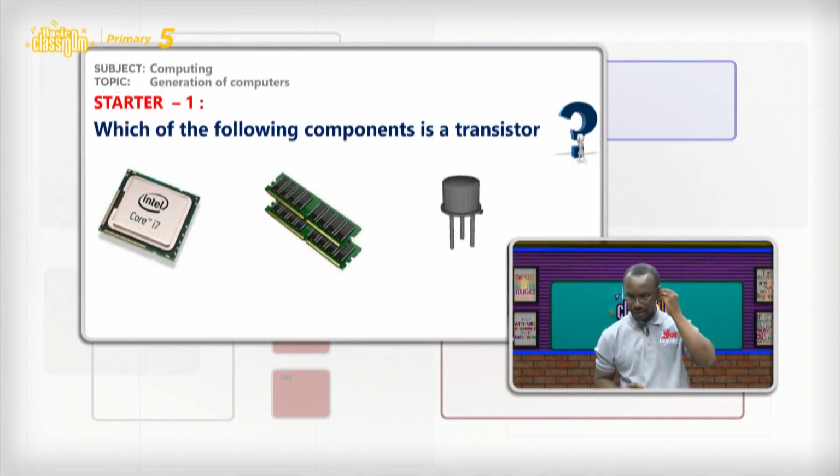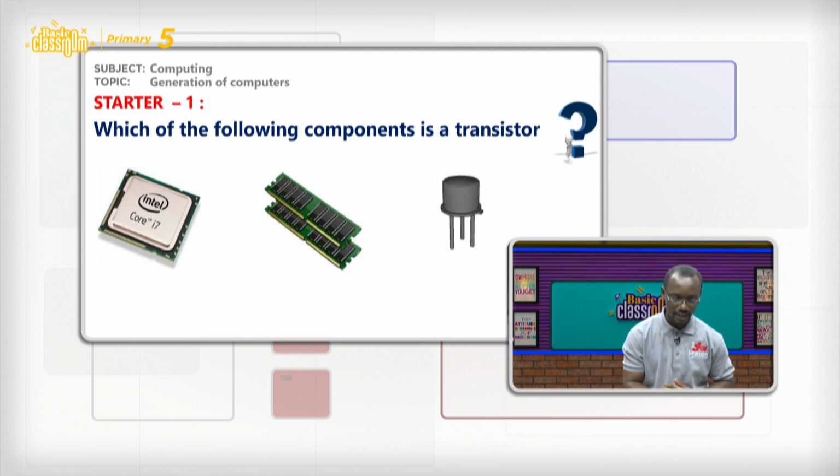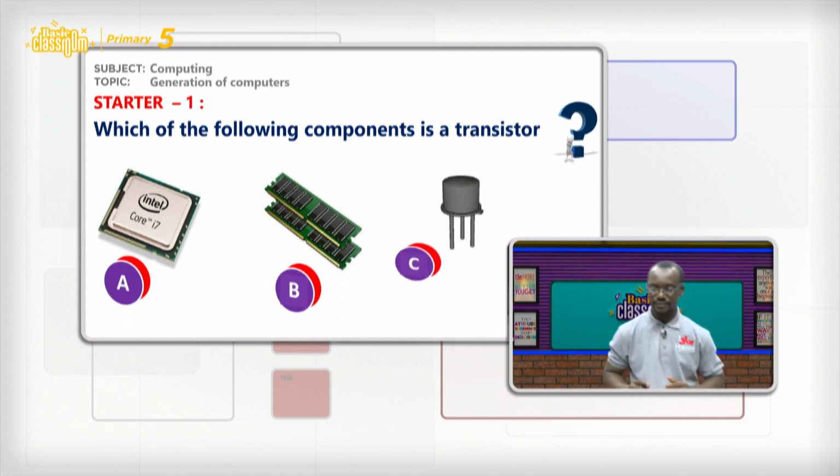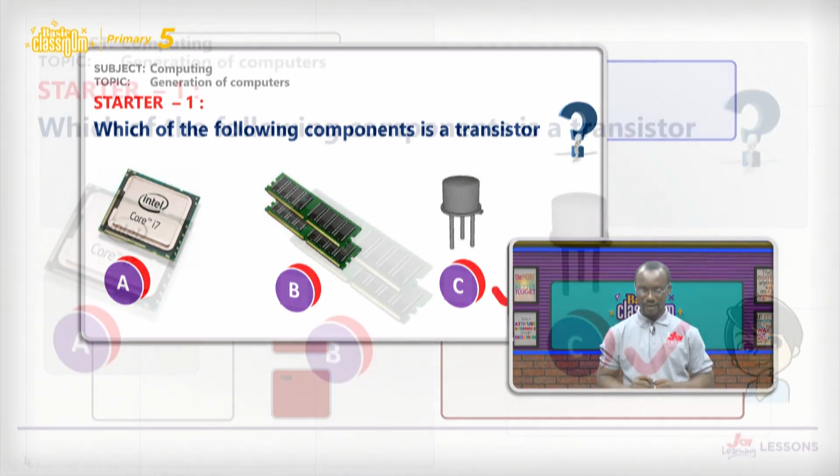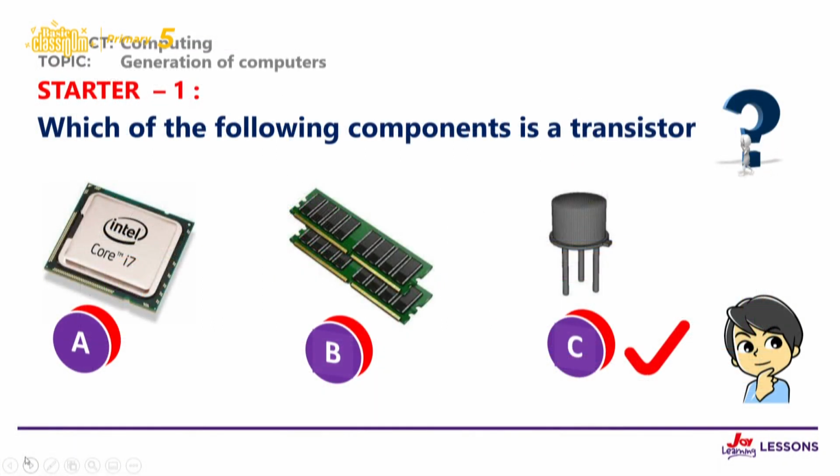Which of the following components is a transistor? A, B, or C? Select your answer. Which of these is a transistor? Hope you've selected your answer. Our score master is going to give us the correct answer. The correct answer is C, letter C. So that is a transistor. Let's continue.